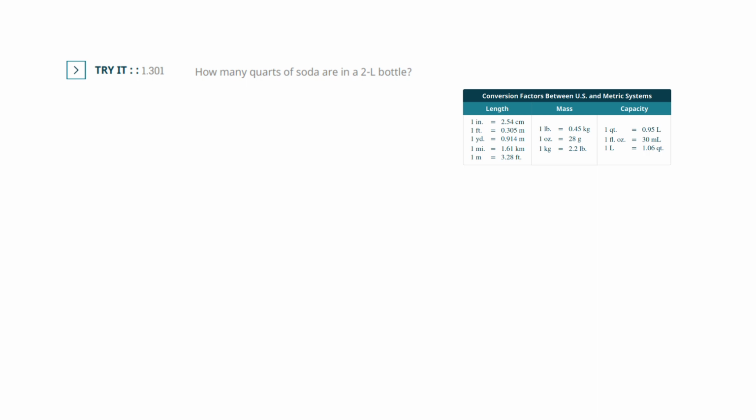Okay, so how many quarts are in a 2-liter bottle? So I've got a 2-liter bottle. So which one are we doing? Right here. All right, so 1 liter is 1.06 quarts. So those will cancel. So I'm just multiplying 2 times 1.06. And there's our quarts.